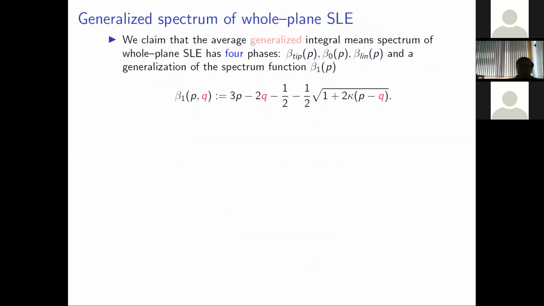So for the integral means spectrum, we want to have a defined framework to study the spectrum of the bounded case. So we introduce a new generalization of the beta one like this, which depends on P. And we claim that this generalized spectrum has four phases: beta t, beta zero, and beta lin as in the valid case, which depends on q, and the fourth is beta one.